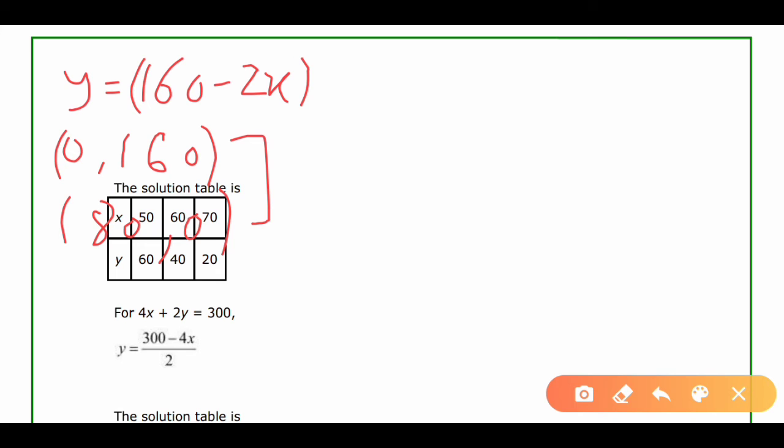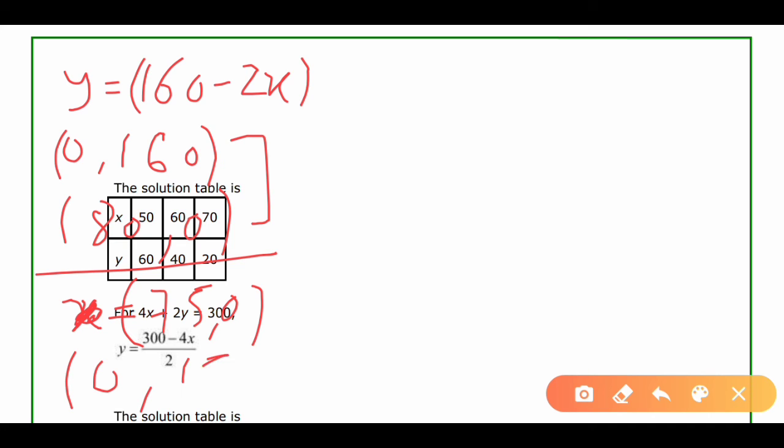Now the second equation is y equals 150 minus 2x. So for the second equation, when we replace y equals 0, we will get x equals 150 upon 2, that means 75, 0. Okay, so this one will be the first coordinate for the second equation, and the second coordinate will be when we replace x equals 0, then we'll get y equals 150. So these are the two coordinates for the second equation.